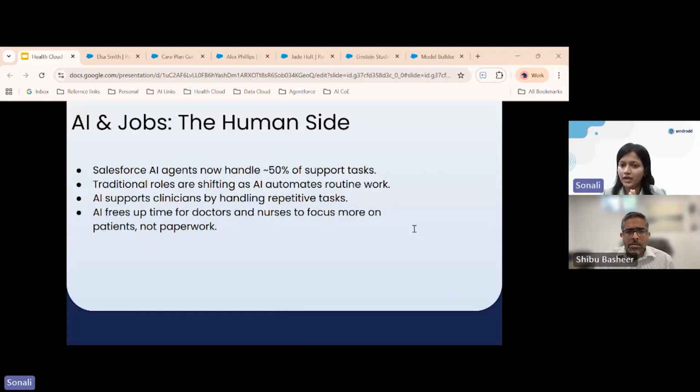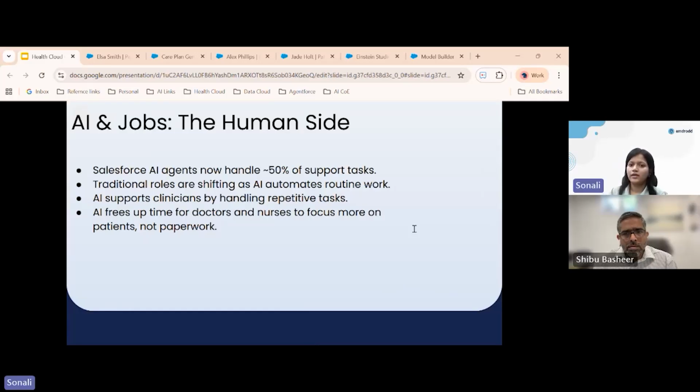Let's talk specifically about Salesforce. Agentforce AI can now handle almost 50% of support tasks. It shows how powerful these AI agents can be in driving efficiency, but it also means that traditional roles are being redefined. And in healthcare too, AI can take those repetitive, time-consuming jobs, for example drafting a care plan, or analyzing large volumes of data.